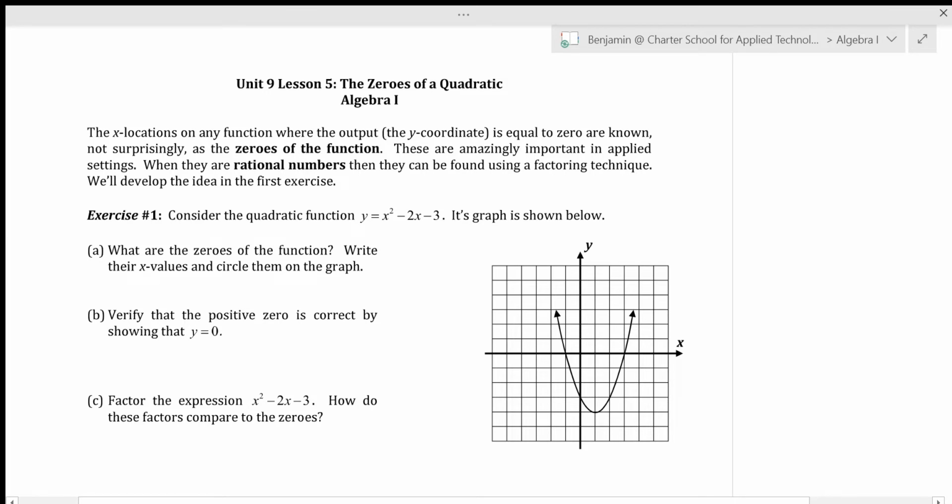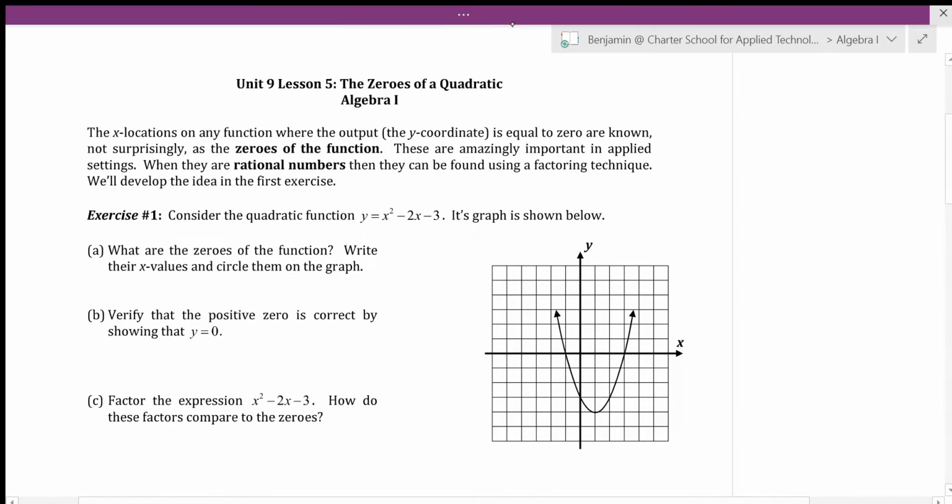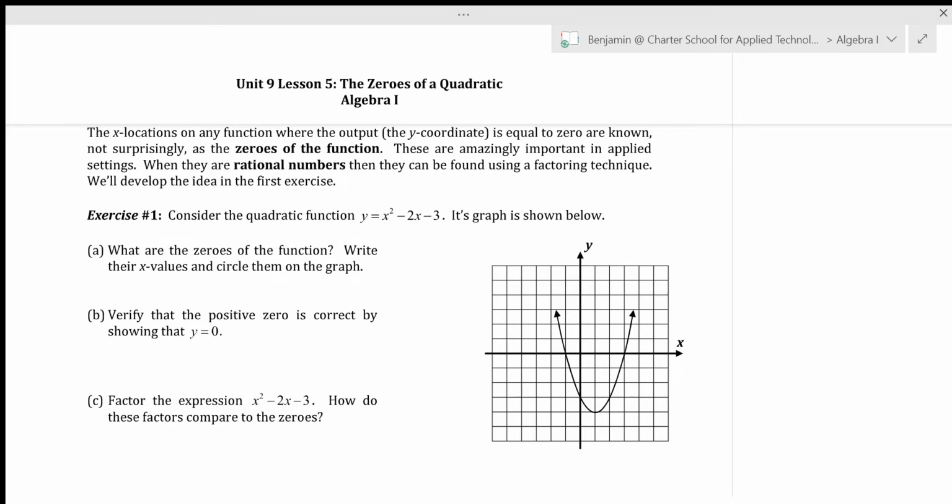Hello. Today we're going to talk about Unit 9, Lesson 5, the zeros of a quadratic. The x locations of any function where the output, the y coordinate, is equal to 0 are known, not surprisingly, as the zeros of the function. These are mainly important in applied settings. When they are rational numbers, they can be found using a factoring technique. So we're talking about something we learned already. We'll develop the idea in the first exercise.